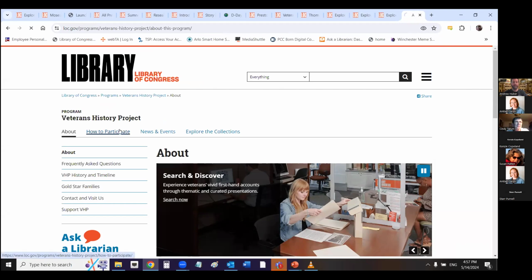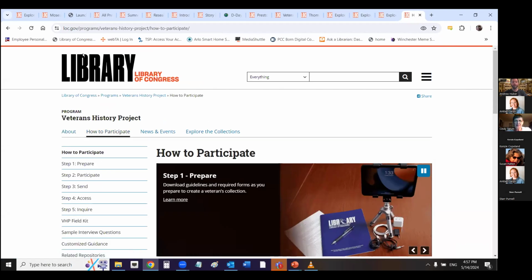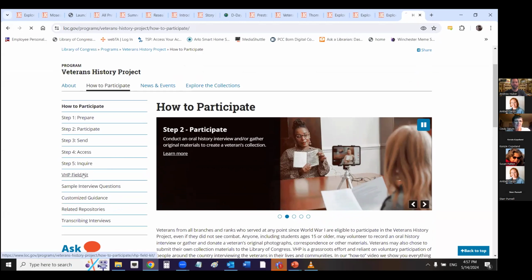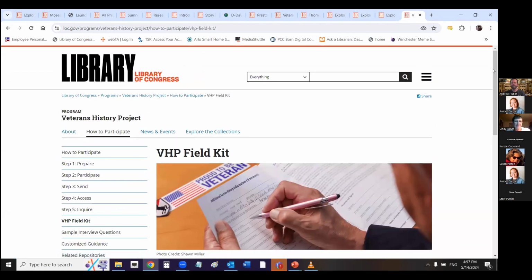Yes, absolutely. And also, if you go to loc.gov/vets and click on the How to Participate tab, the field kit is right there to download as well. Great.